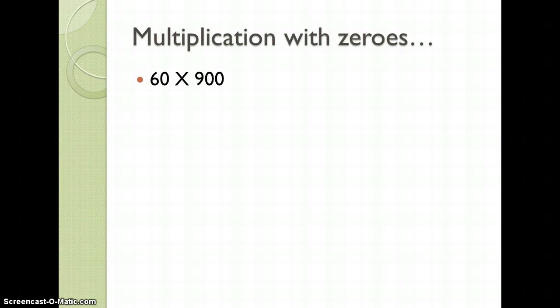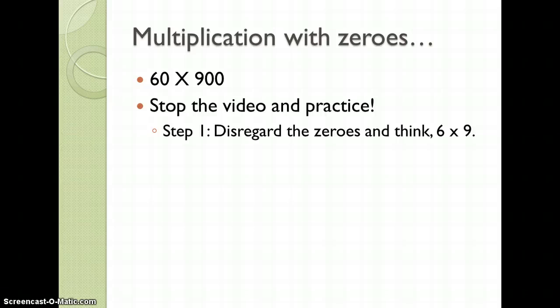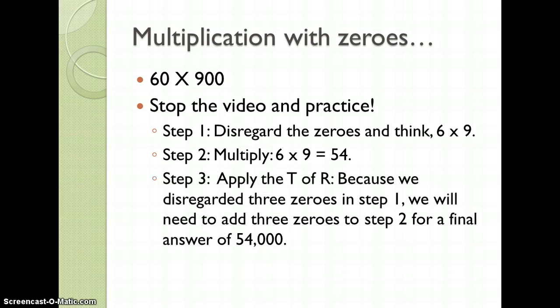Let's give 60 times 900 a try. Stop the video and practice on your own. First, we're going to disregard the zeros and think 6 times 9, which we know is 54. Applying the test of reasonableness, because we disregarded 3 zeros in step 1, 1 zero from the 60, and 2 zeros from the 900, we'll need to add 3 zeros to step 2 for a final answer of 54,000.